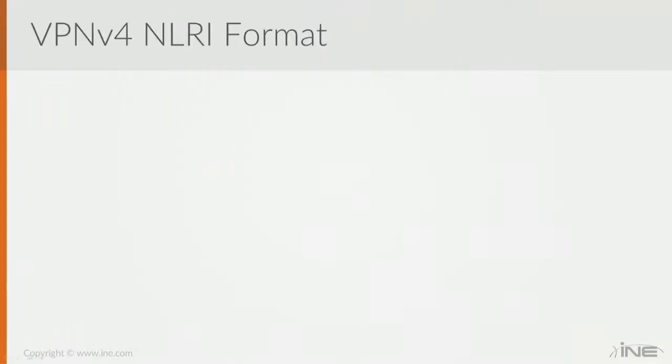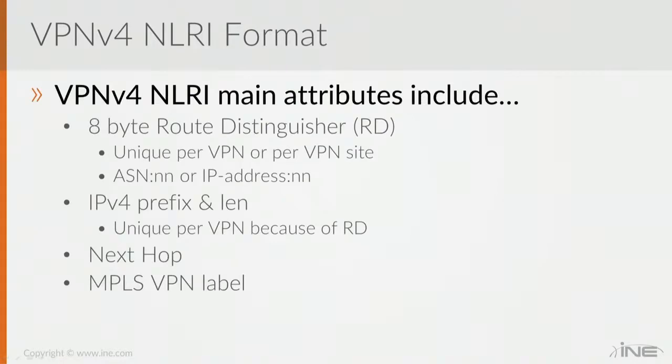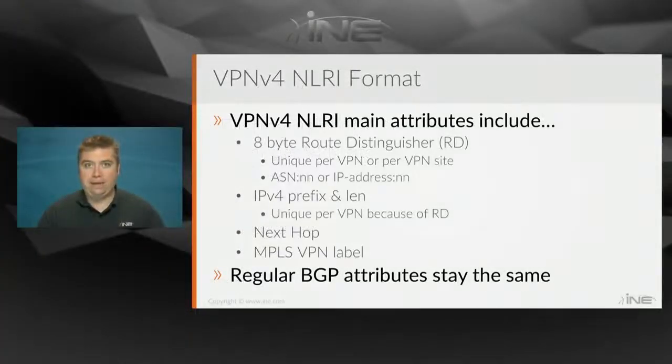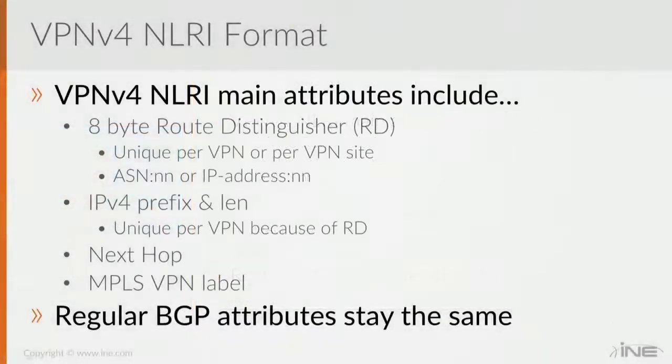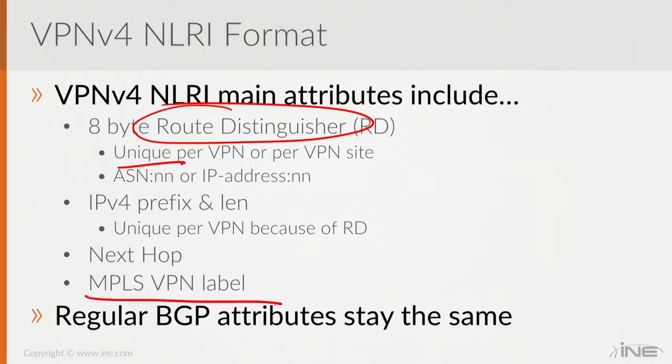So when we specifically look at the VPN v4 network layer reachability information, or the NLRI format, we're including the route distinguisher, the IP prefix and the length, the next hop and the MPLS label. Beyond this, the rest of the BGP attributes are going to stay the same as if it was a regular IPv4 unicast route. So this means things like the weight, local preference, AS path, origin code, MED, the communities, the processing of those in the BGP policy application would remain the same from IPv4 unicast to VPN v4 unicast. The main thing that we really care about that has been changing is the route distinguisher, which makes the route unique, and then the VPN label, which is ultimately going to control how we forward the traffic in the data plane.